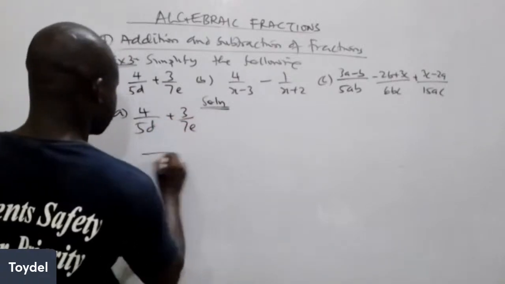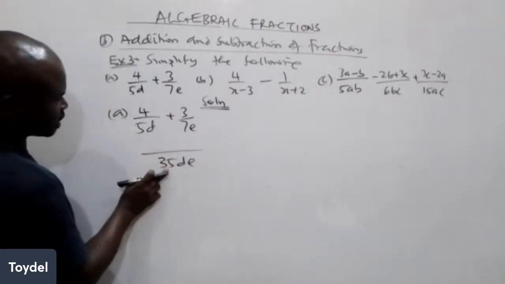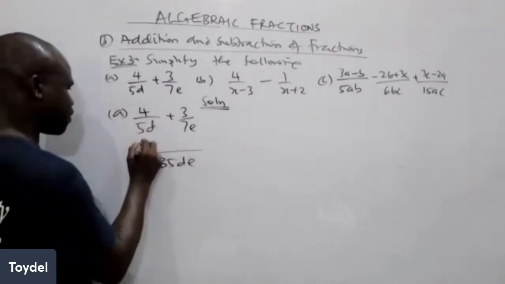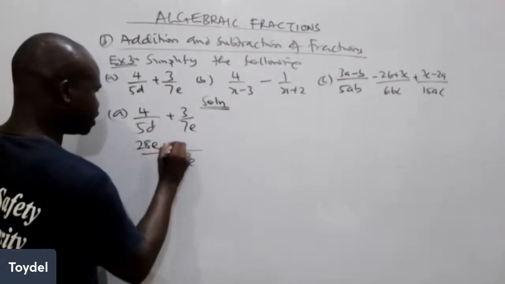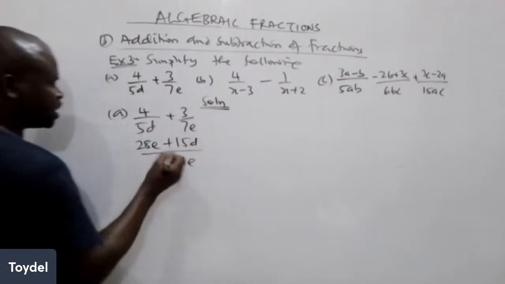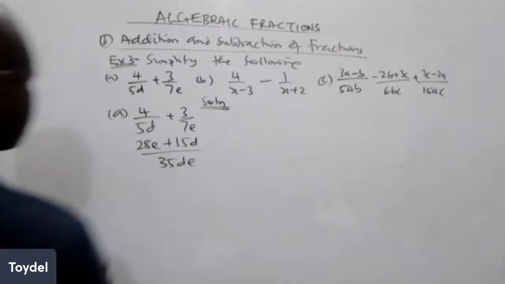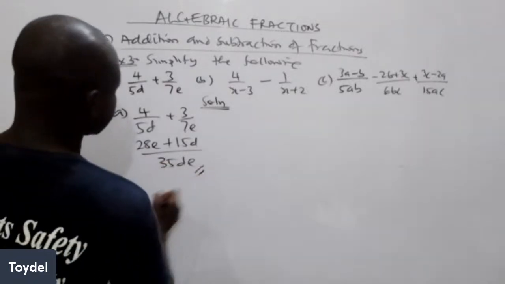plus 3 all over 7e. So let's find the LCM. The LCM will be 35de. 5 into 35, that's 7, that will be 7d. 7 times 4, that's 28e. Plus, this is 5d. 5 times 3, 15d. Then what do we do here? We do have something in common. You check it out. Can we simplify further? What is common? 3 cannot go. So that will be the answer.